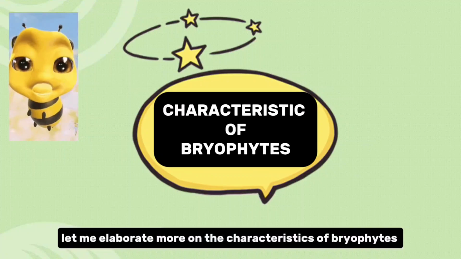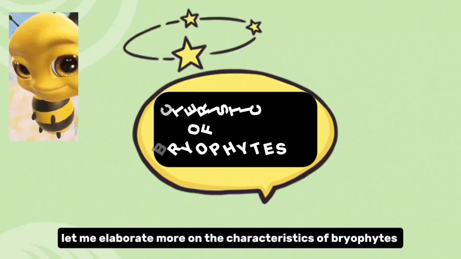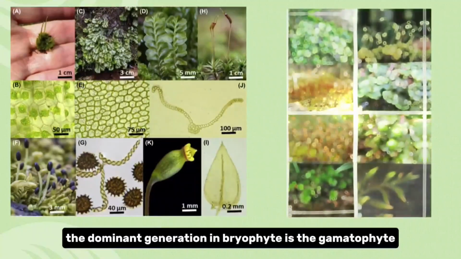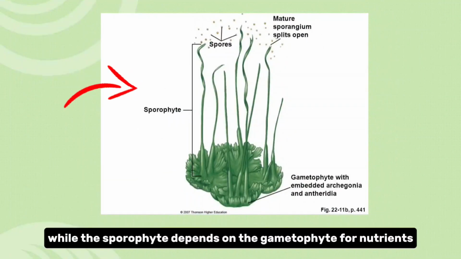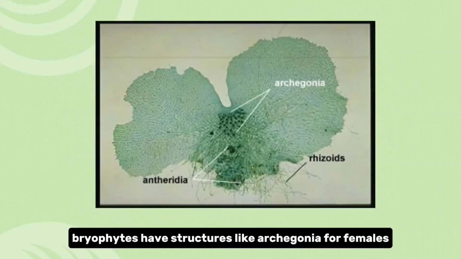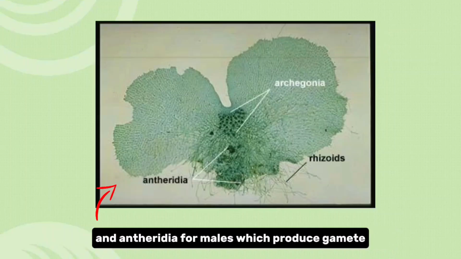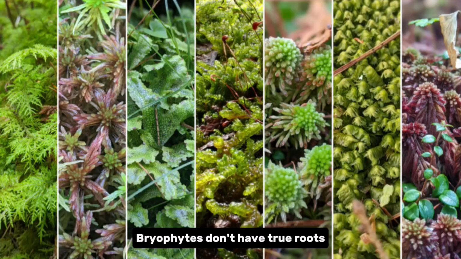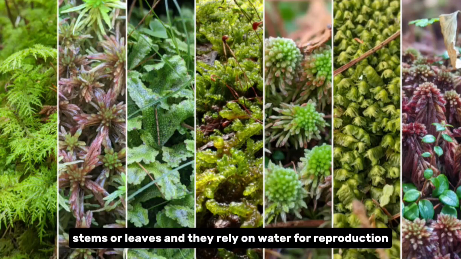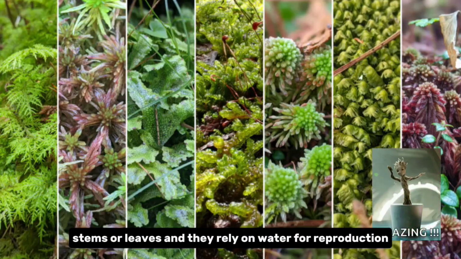Let me elaborate more on the characteristics of bryophytes. The dominant generation in bryophytes is the gametophyte, which performs photosynthesis, while the sporophytes depend on the gametophyte for nutrients. Bryophytes have structures like archegonia for females and antheridia for males, which produce gametes. Bryophytes don't have true roots, stems, or leaves, and they rely on water for reproduction.